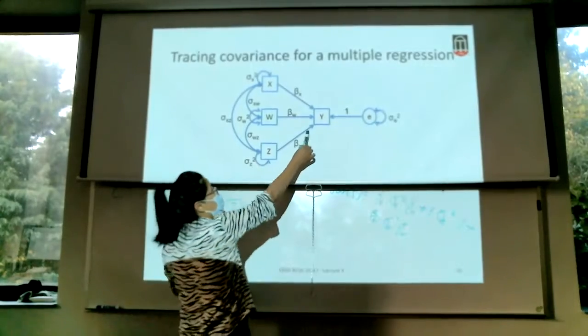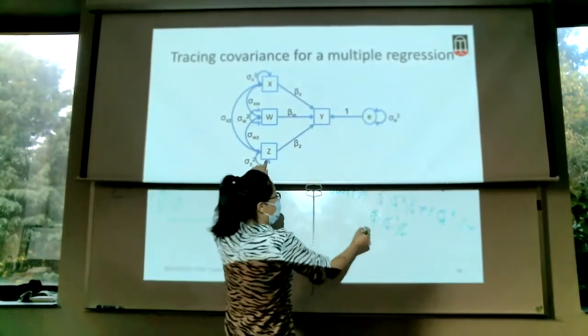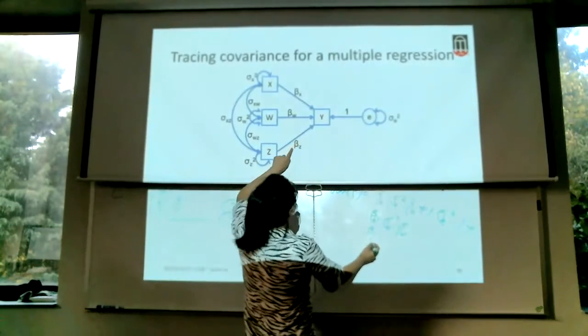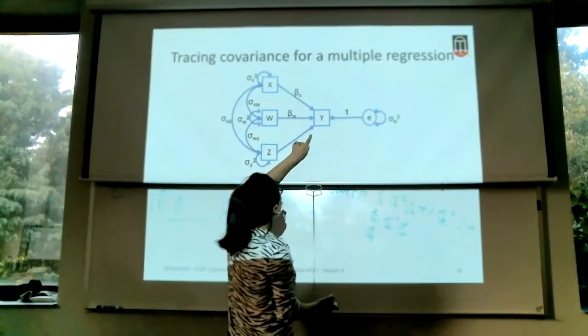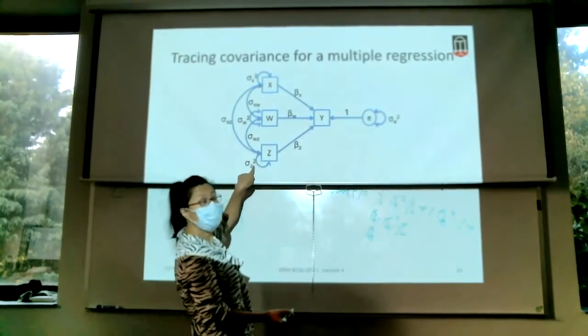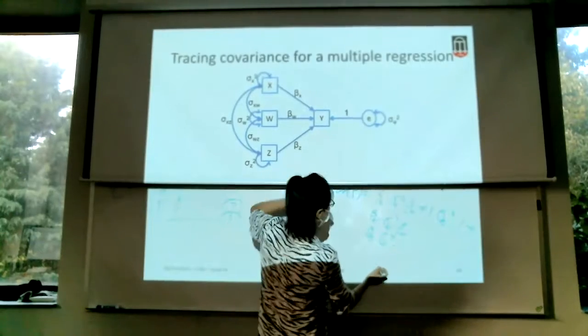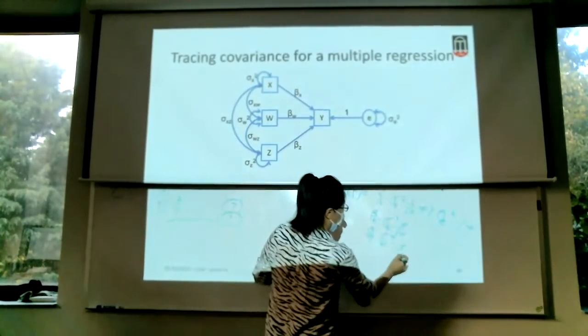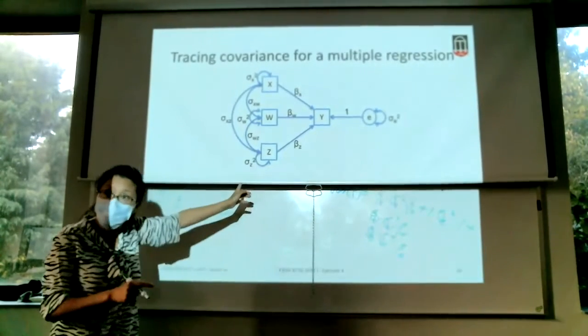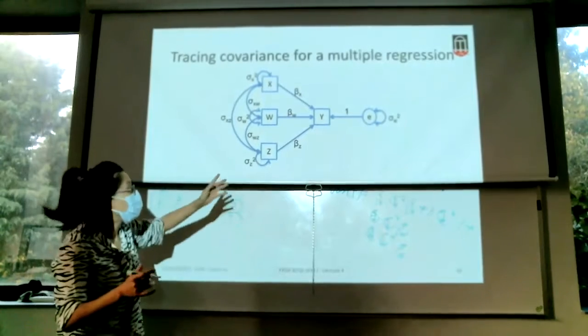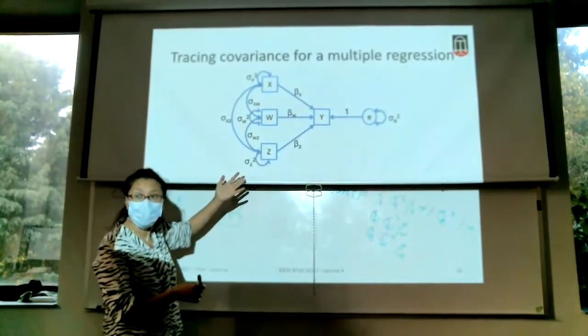Yeah, this component. Starting from Y, go to Z, you're right, variance of Z, and go back to Y. Okay, beta Z again. Is that all? No. Is there any other component?